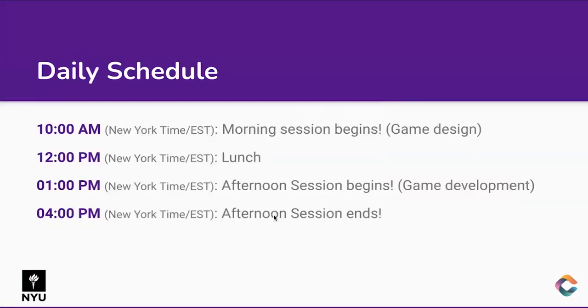Our daily schedule: start at 10 a.m., the morning session, which is the game design session. This is where you really learn about the design principles that you follow while you create your game idea. Then at 12, you have a lunch break. It is an hour long. At 1 p.m., your afternoon session begins, and that's the game development session. This is the coding in Unity and using C#. And at 4 p.m., the afternoon session ends, and you are free to go.